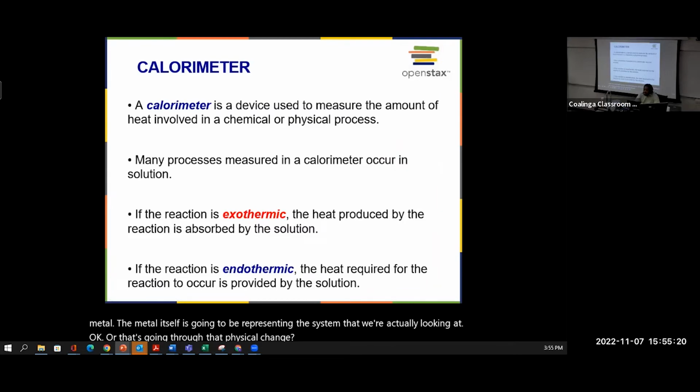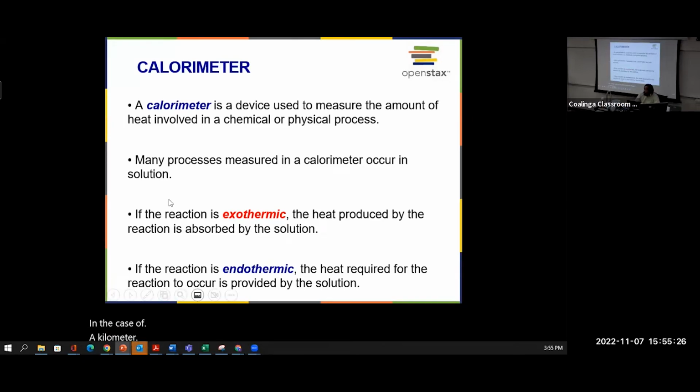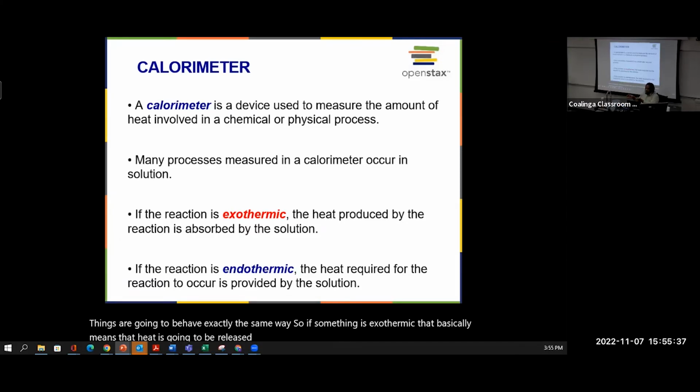So in the case of calorimeters, things are going to behave exactly the same way. If something is exothermic, that basically means that heat is going to be released into our surroundings or into our solutions. If it's endothermic, that basically means that heat is going to be going into our system from our surroundings.